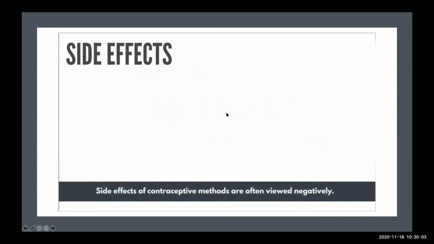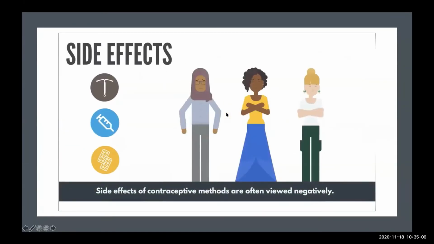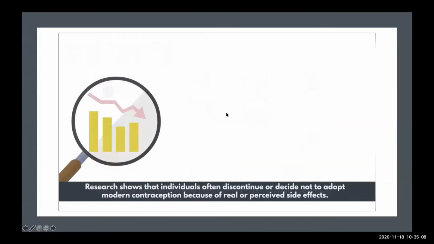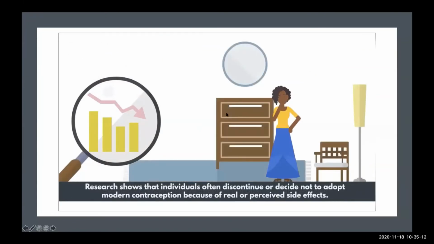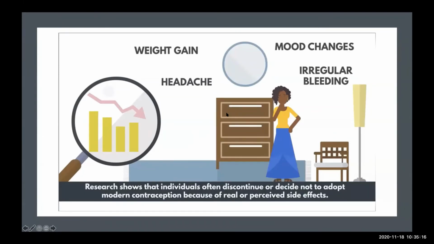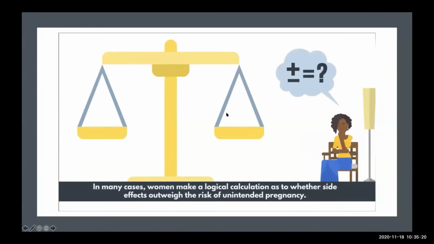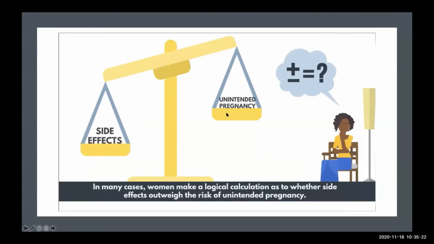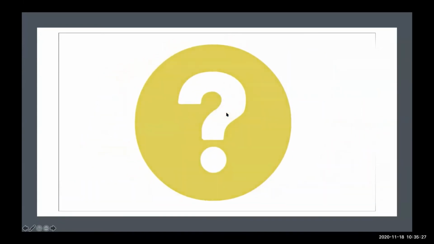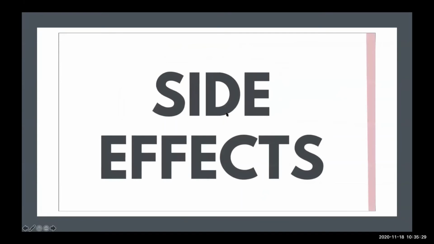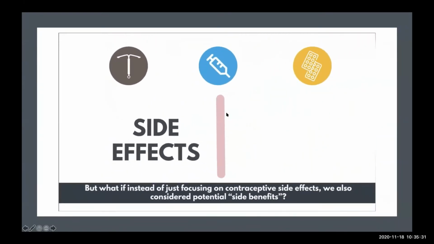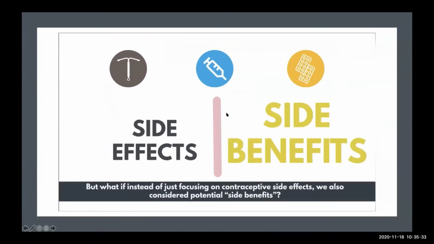Side effects of contraceptive methods are often viewed negatively. Research shows that individuals often discontinue or decide not to adopt modern contraception because of real or perceived side effects. In many cases, women make a logical calculation as to whether side effects outweigh the risk of unintended pregnancy. But what if, instead of just focusing on contraceptive side effects, we also considered potential side benefits?